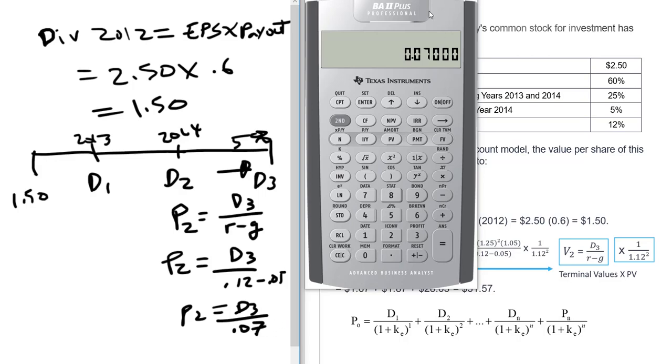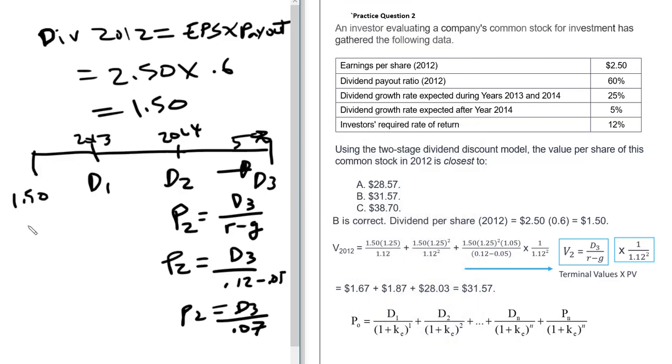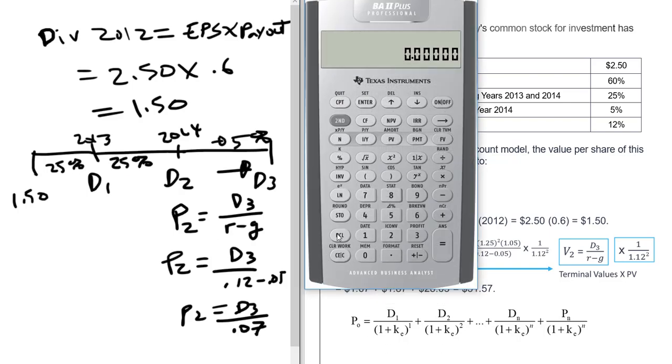All right, so we have $1.50 for our 2012 dividend. It's going to grow by 25% for year 1, by 25% for year 2, and then after that, it's going to grow at 5%. So let's bring up the calculator and calculate my dividends. It's $1.50, the 2012 dividend, times 1.25, and we have a D1 of 1.875.